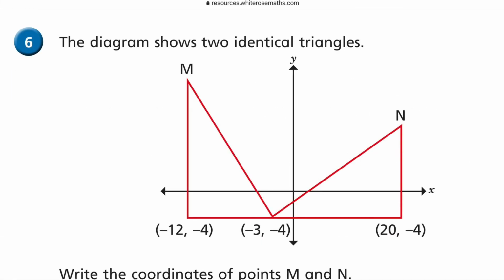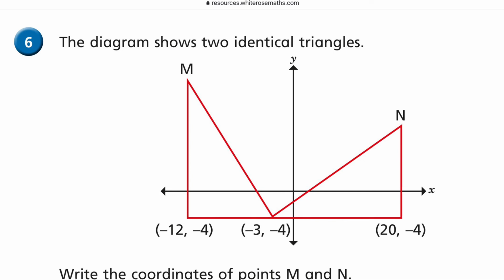And the very last question, which is a lovely question, is quite tricky. It needs a great deal of thought, and I'll give you a little bit of a hint. These are 2 identical triangles, but one's on its side and the other one's upright, so they are the same triangle in terms of dimensions. You've been given the coordinates for some of the vertices: minus 12, minus 4 is one of the points. Minus 3, minus 4 is another point. 20, minus 4 is another point. And you've got to tell me what the coordinates are for M and N.